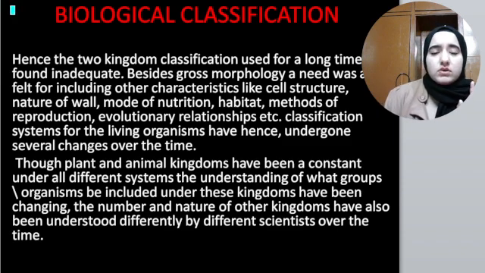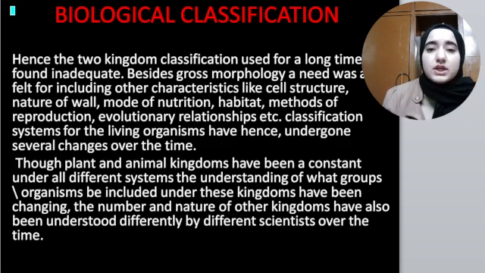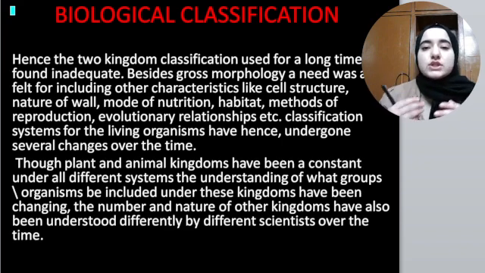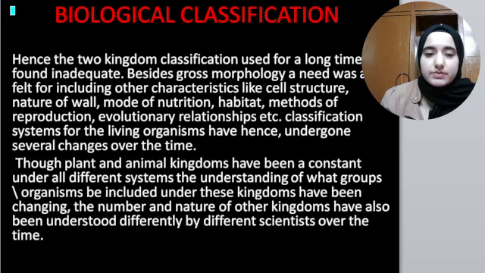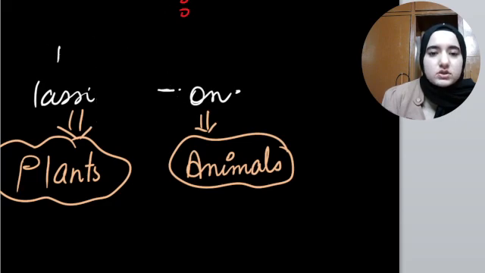If we were to use two kingdom classification again, that would be completely nonsense, because in modern society we need to learn about genetic makeup, cell structure, the mode of nutrition of the organism, their habitat, their modes of reproduction, and their evolutionary relationship. How is their evolution? So nowadays we are in need of that. It is the need of modern society.